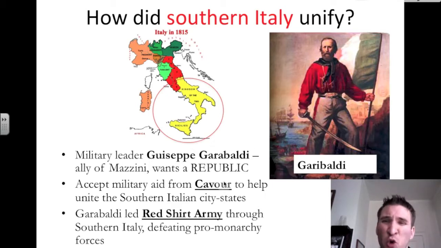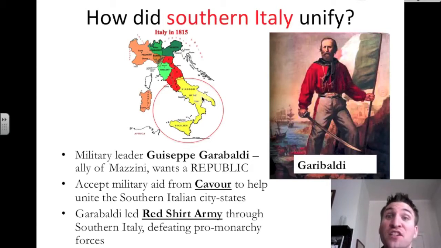Now, let's talk about who Garibaldi is. He is an ally of Mazzini, the Young Italy group leader. And like Mazzini, Garibaldi wants a republic in Italy. He wants people to elect leaders. Cavour aids him and gives him money to help unify these southern states.